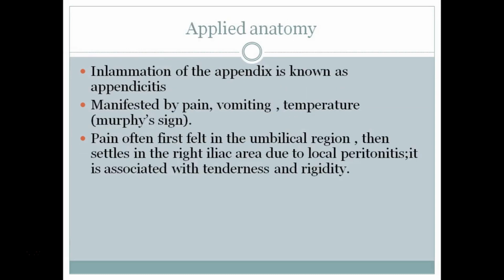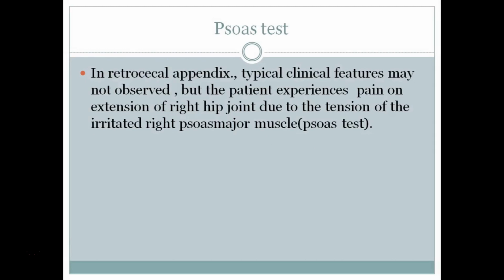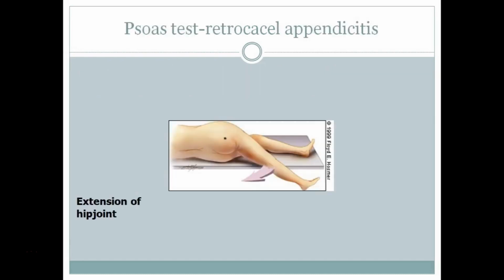Applied aspect: inflammation of the appendix is known as appendicitis, and it is manifested by pain, vomiting and temperature. Pain is often felt first in the umbilical region, then it moves on to the right iliac fossa, which we call local peritonitis, and it is associated with tenderness and rigidity that we feel at McBurney's point. We have many tests, such as the psoas test. If it is a retrocecal appendix, the pain is felt in the right hip joint while extending, due to irritation of the right psoas major muscle. So this is the psoas test.